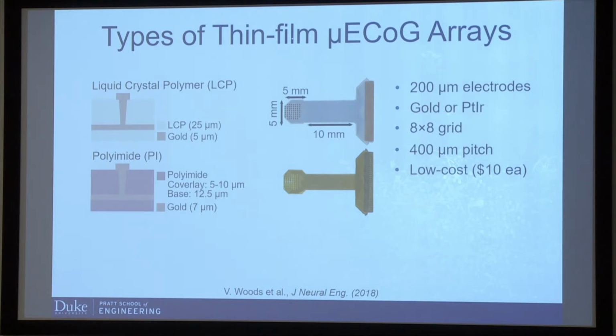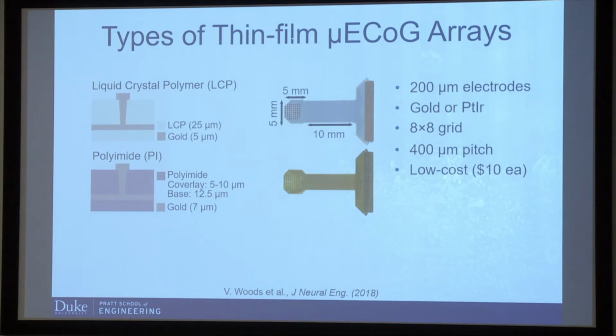And so we looked at a more traditional polyimide array, which has 2 layers of polyimide and gold electrode material. And then liquid crystal polymer, which is really interesting because it is thermally formed, thermally bonded. That is, under intense heat and pressure, the 2 layers of LCP fuse together to form a single layer, which should prevent delamination over long-term implants, which has been a problem with traditional polyimide arrays.